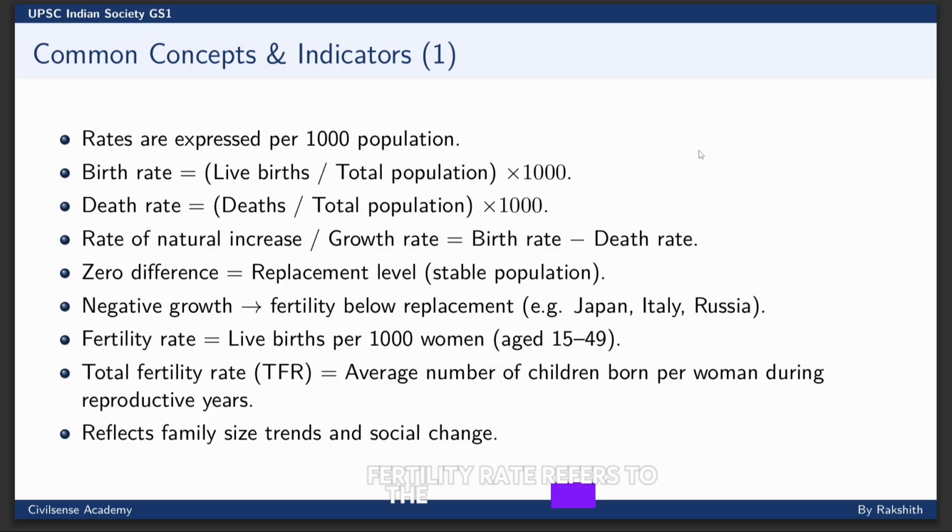Fertility rate refers to the number of live births per 1000 women aged 15 to 49. Total fertility rate or TFR means the average number of children a woman is expected to have in her lifetime, in her reproductive years.